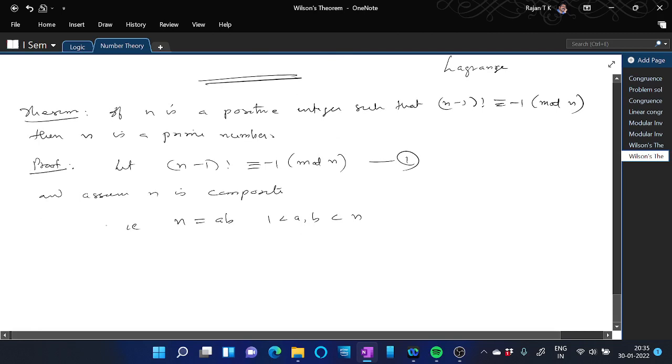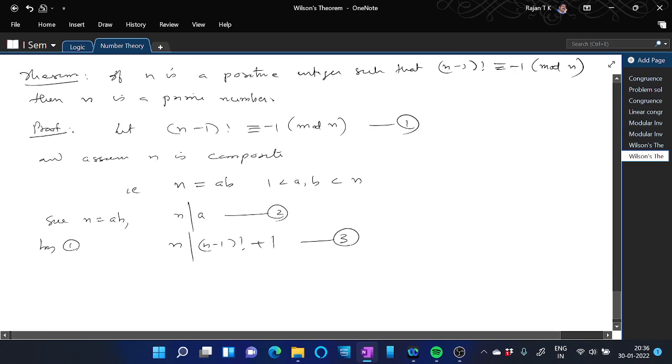Now, since n is equal to AB, A divides n. And also, since by hypothesis n minus 1 factorial is congruent to minus 1 mod n, n divides n minus 1 factorial plus 1. Call these 1 and 2.